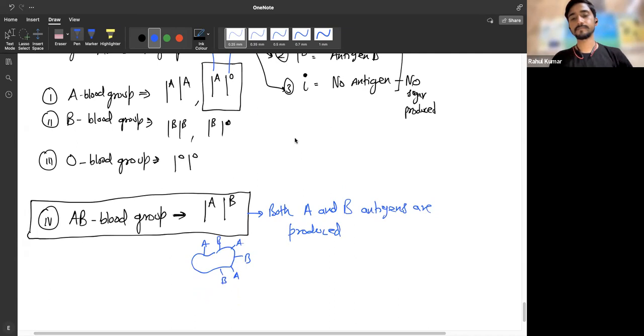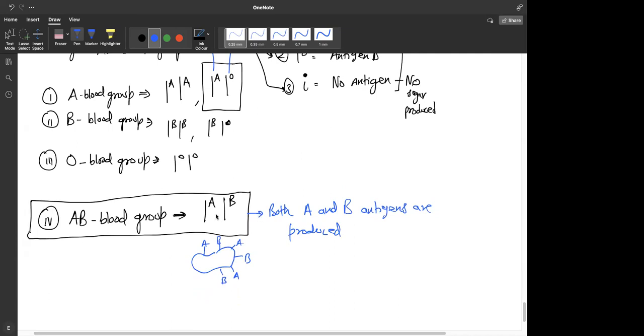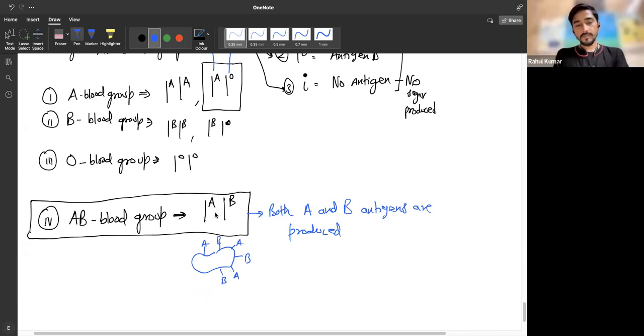Is it clear, everyone? So this is also an exception to the law of dominance given by Mendel. And what else do I want to tell? We will do some questions on this. The kind of questions that come from this part is what if parents have this blood group, which progeny is possible, which is not possible.